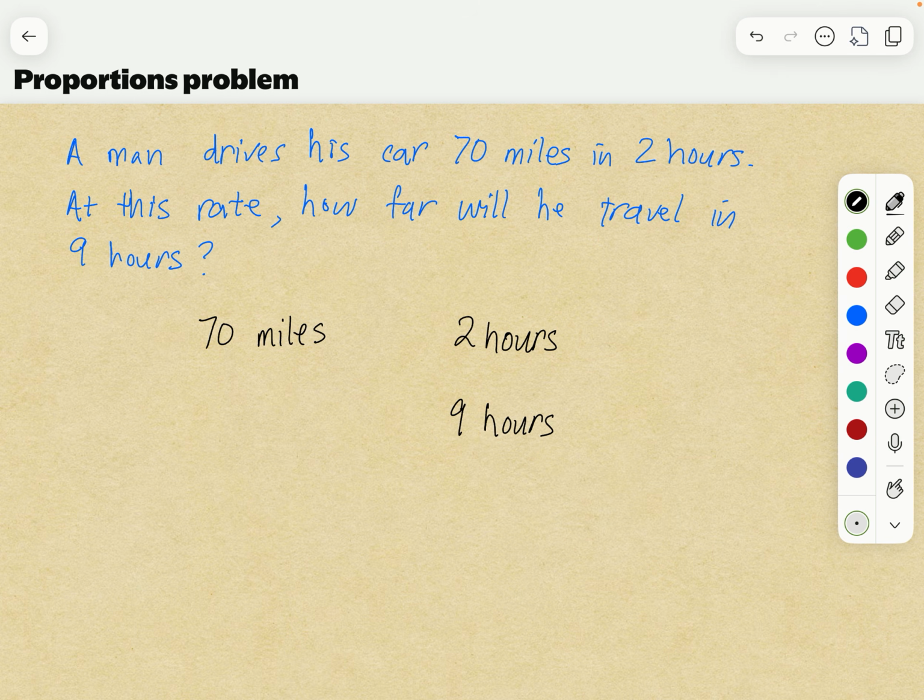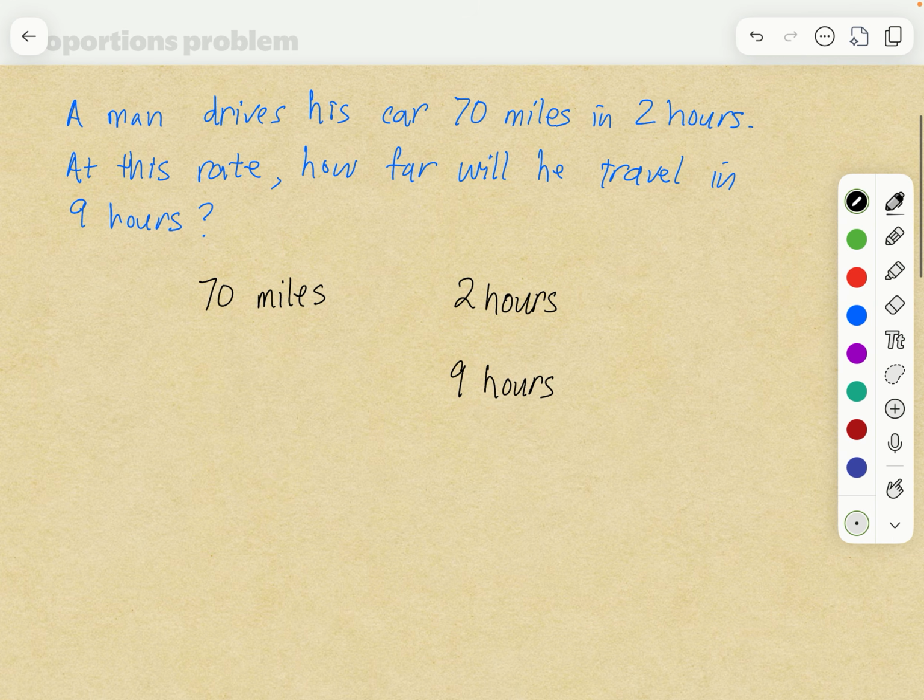Well, there's a couple of ways of doing this. First of all, you can convert it to a unit rate. So you figure out how many miles he travels in 1 hour. If he goes 70 miles in 2 hours, then in 1 hour, that's half the amount of time. So in half the time, divided by 2, he'll go half the distance because he's going at the same rate. And so 70 divided by 2 is 35. So his speed is 35 miles an hour.